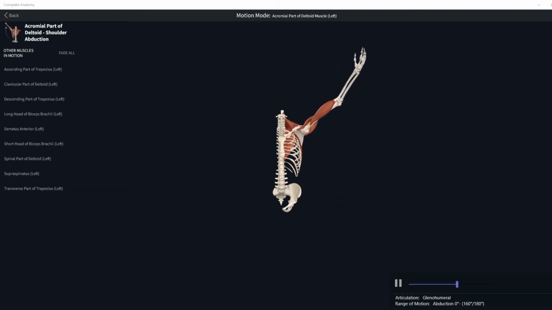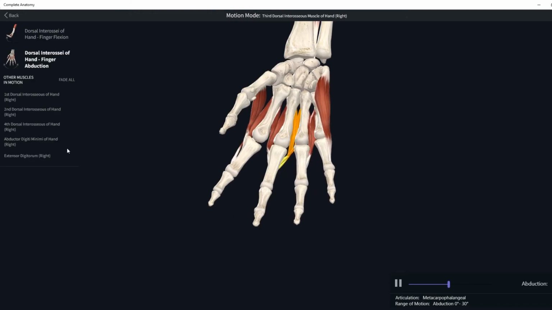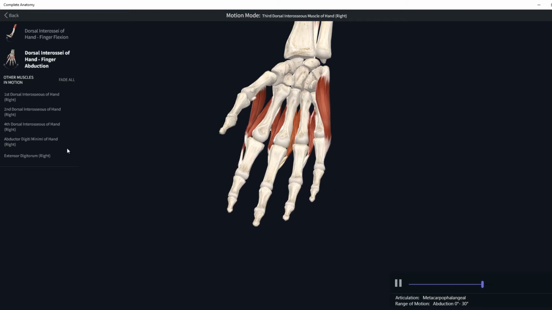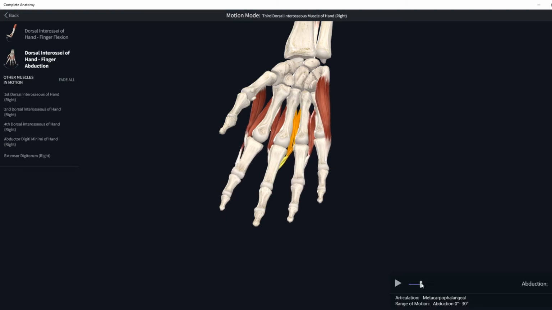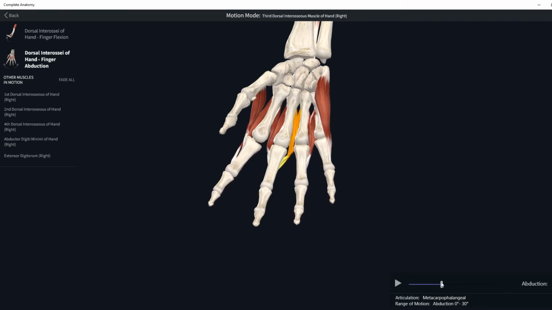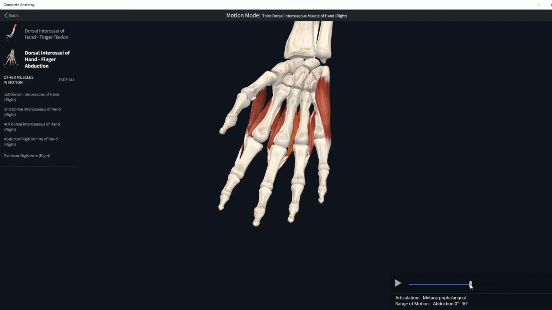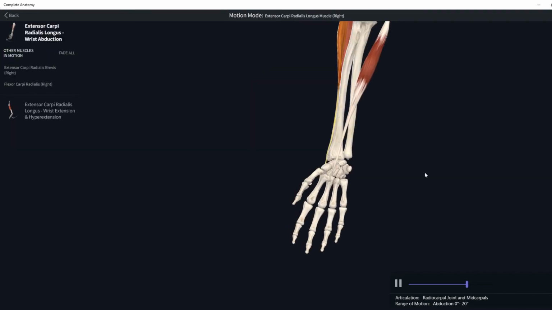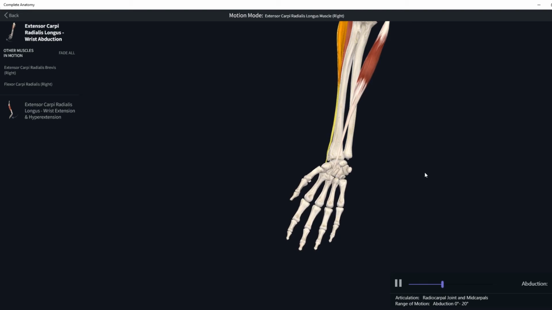Adduction is the opposite movement, returning the limb medially. These two movements can also be seen as the fingers abduct or adduct to the body. Abduction is the process of them moving away from the midline, and adduction is them moving back. You can also abduct and adduct your wrist.